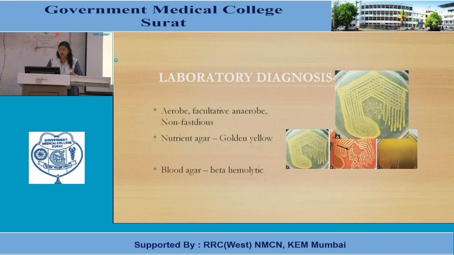They are aerobic, facultative anaerobic, and non-fastidious. Because they are non-fastidious, they can grow in basic culture media. So on nutrient agar, Staph aureus will produce golden yellow colonies, as the name suggests. Staph aureus means golden yellow, so it produces a golden yellow pigment. That's why the colonies appear golden yellow on nutrient agar. On blood agar, they produce beta hemolytic colonies.